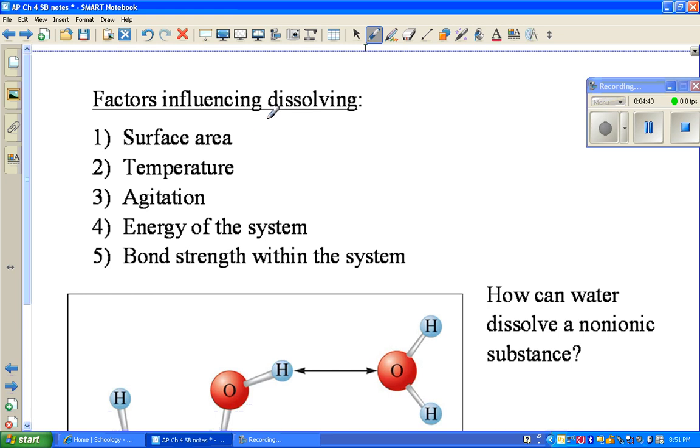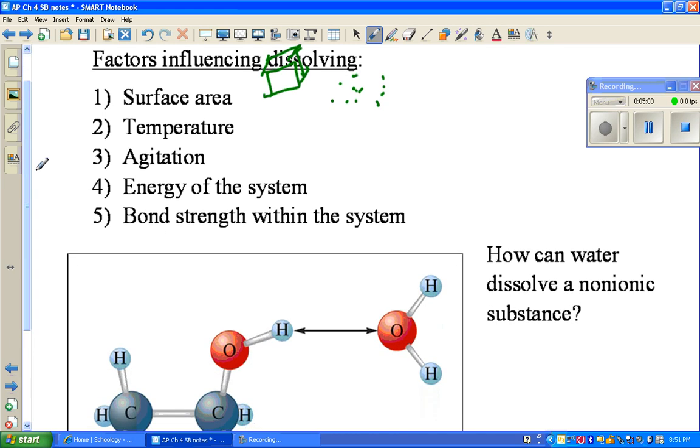Surface area. If we have a nice cube, like a sugar cube, versus sugar that's been pulverized, the greater the surface area, in this example right here, the easier it is going to be to dissolve. Temperature. Think about a pan of water on the stove and trying to dissolve some salt or sugar into it. The greater the temperature, the faster the water molecules are moving around, the ions will have more space, and it's going to dissolve a little bit easier.